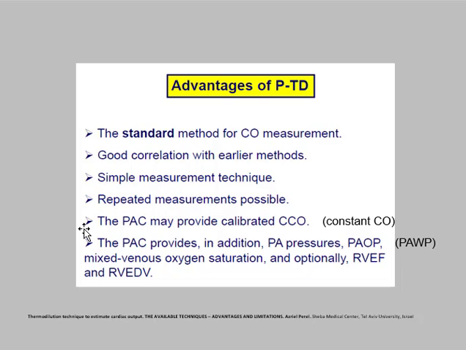Repeated measurements are possible. Pulmonary artery catheterization may provide a calibrated constant cardiac output, meaning continuous repetitive measurements, and it provides pulmonary artery pressures, pulmonary artery occlusion pressures, meaning wedge pressures, mixed venous saturations by allowing collection of blood, and optionally, right ventricular ejection fraction and right ventricular end diastolic volumes. These are all what we call derived hemodynamic variables. And we'll have a look at many of these again later in our lives.